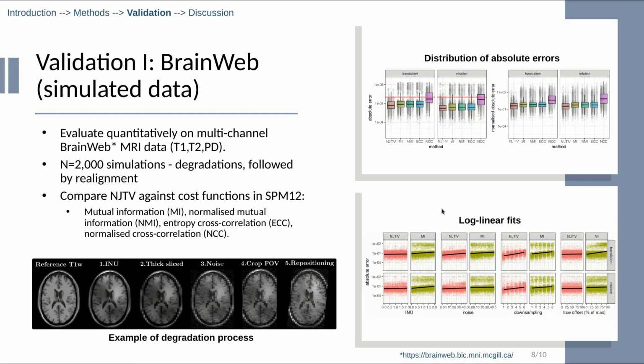Furthermore, to investigate the influence of the different degradation parameters, we perform a log linear fit, where we assume that the errors are independent, and we can then regress with respect to the different parameters. Here is a comparison between mutual information and normalized joint total variation, and you can see here that as the intensity non-uniformity increases, the error increases for mutual information, whilst it stays more or less unchanged for normalized joint total variation. We also see the same behavior for the amount of offset.